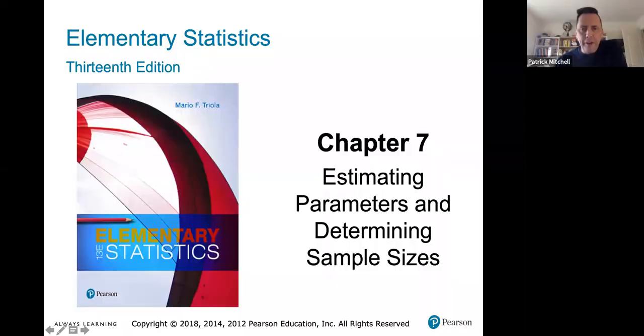Professor Mitchell. Today we're starting chapter 7, which is about estimating parameters and determining sample sizes. We're going to start in section 7.